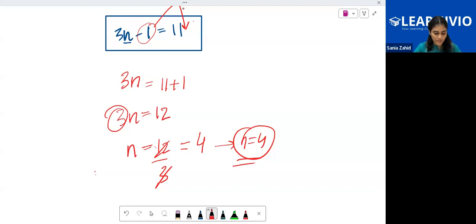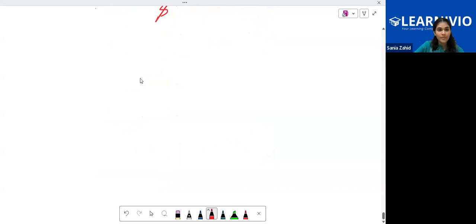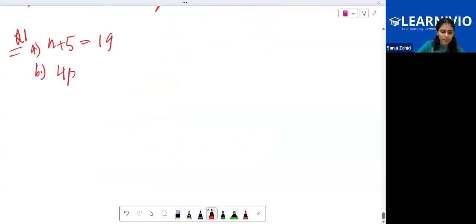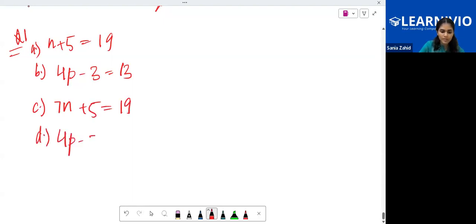I'll give you a few more questions. You have to find the values of these equations. Okay, so the first one is n plus 5 will give you 19. The second one is 4p minus 3 will give you 13. Solve and tell me the values of the variables.